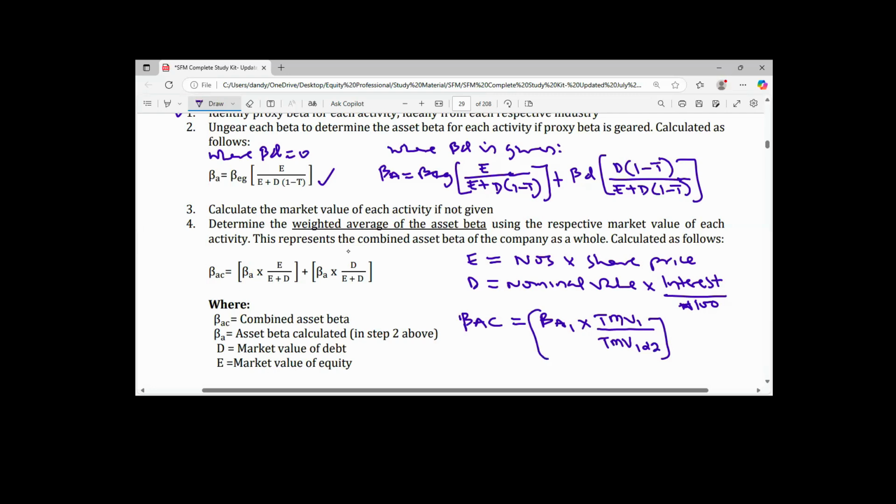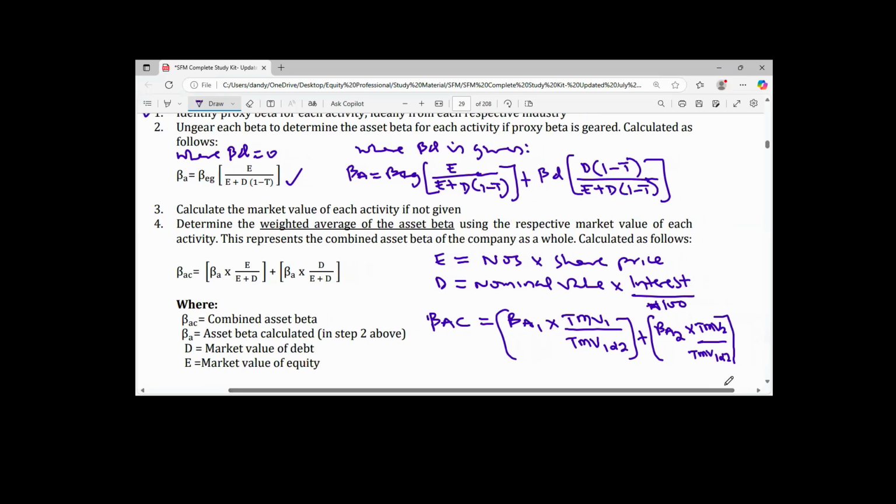We keep it on one side, plus, open a bracket, beta asset of the second activity multiplied by total market value of equity and debt of the second activity divided by total market value of equity and debt of the first and then second activity on the other side. Then we put it in the formula, and we get your final answer. With this, you have calculated the asset beta of the combined.